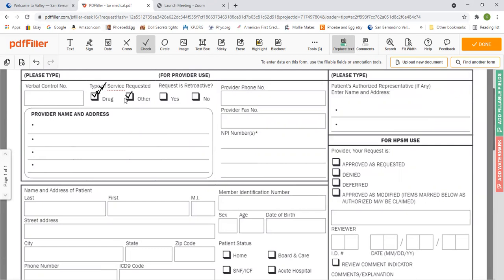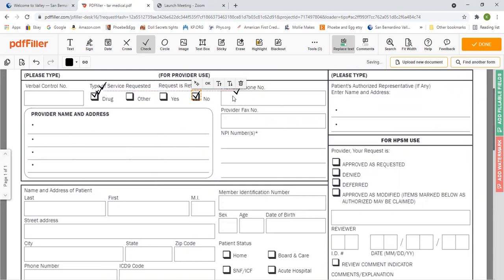Other would be something that's not a drug, like say durable medical equipment, something like a walker. Where it says request is retroactive, if the patient has already paid for the medication and you're trying to get Medi-Cal to pay for it, you would click yes. Otherwise, if they haven't paid for it yet and they don't have the medication yet, you're going to check no.